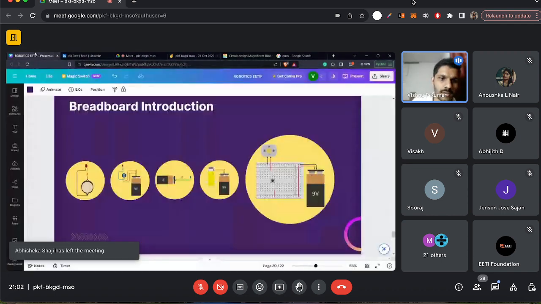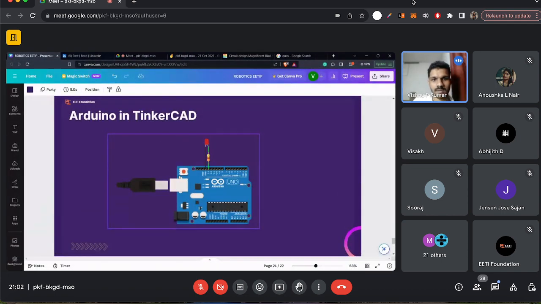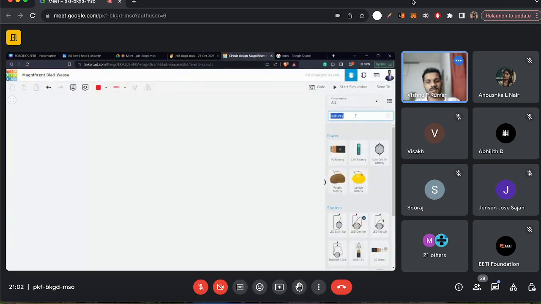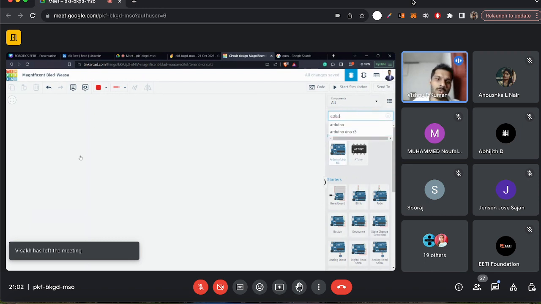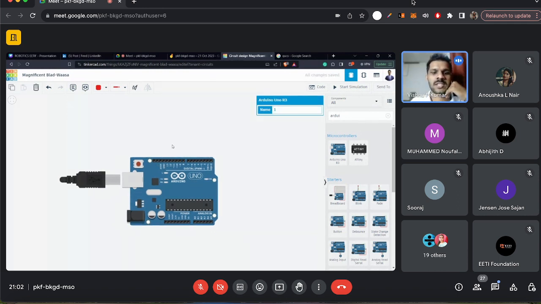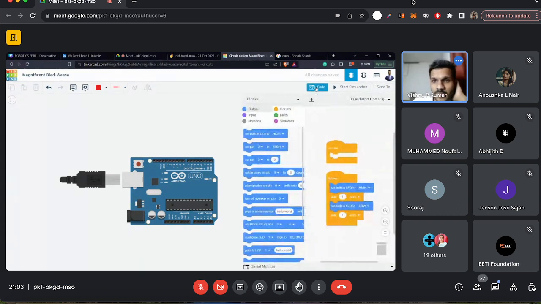We are just going to the last part of our session, which is Arduino using TinkerCad. Yesterday we were introduced to the Arduino microcontroller, so today we are going to use it in TinkerCad. You can search for Arduino and you'll get the Arduino microcontroller. Whenever you take an Arduino into the workspace, you can go to the coding session. This is the coding button. You can click on code and you can see this block coding option over here.